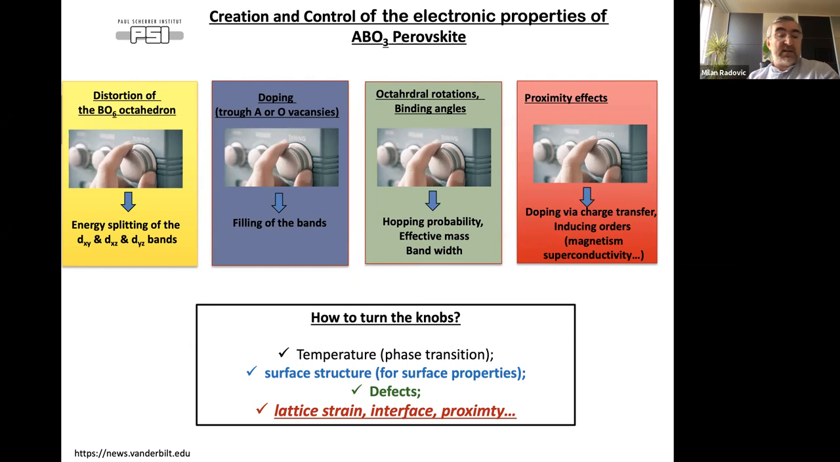So you just change the temperature, there is a phase transition. This phase transition will surely then affect all of these properties via changing of distortion or changing of octahedral rotation and so on. I can change the surface structure. So that is a little bit more aggressive approach. I can change the concentration of the defects. All of the defects will be induced in the system, and the system will respond to them, trying to screen them, or to change the lattice via strain, then interface effect, proximity effect, and so on. I will today talk mostly about how the lattice can be changed via surface structures, which is mostly, I would say, an interface and surface effect.